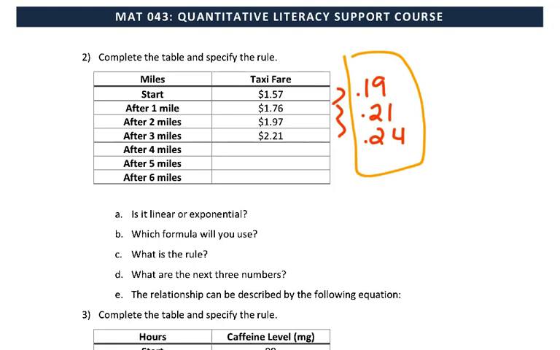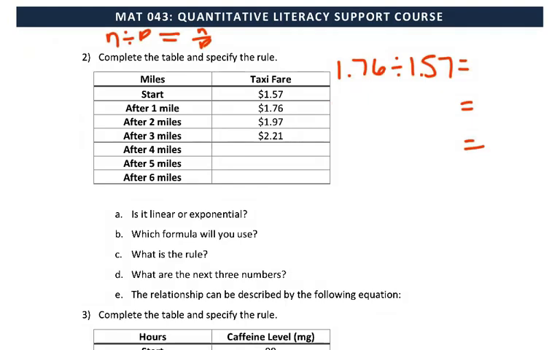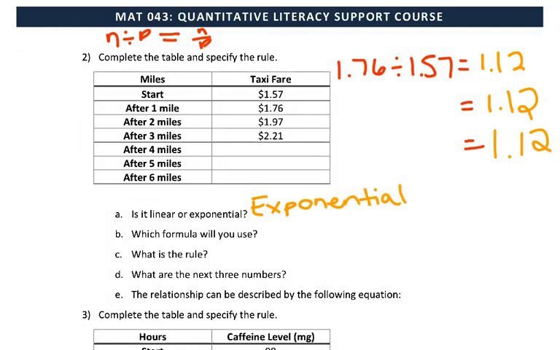So let's do the next divided by previous. I'm not going to write all of these out, but I will write the answers out. If you do the next divided by previous, you're going to get 1.12 for the first one. And then if you do the next set, you're going to get 1.12. And then for the third, you will also get 1.12. So in this case, we definitely have an exponential data set. And if that's the case, then we are using the formula n divided by p. And then our rule for this one is going to be times 1.12.